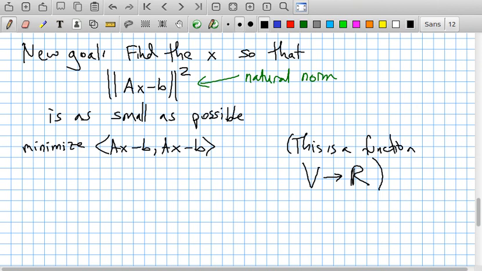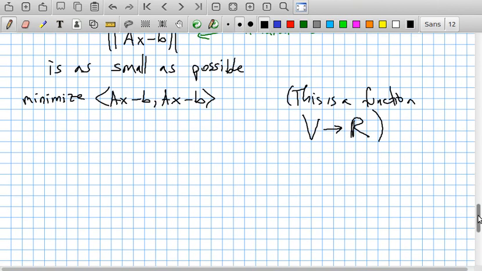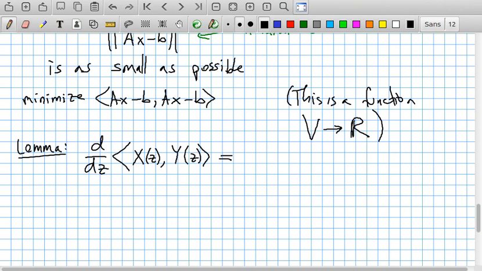Well, there's something a little funky going on here. We need a little algebraic ditty. Lemma: if I'm taking the derivative with respect to z of x of z, y of z, well, this thing is a product, so it probably ought to follow the product rule in some fashion or another. So this is Leibniz rule for inner products.